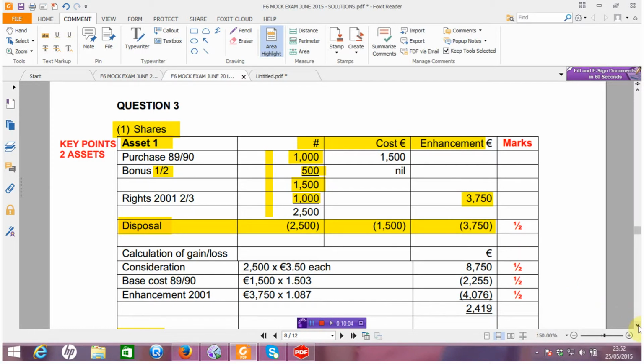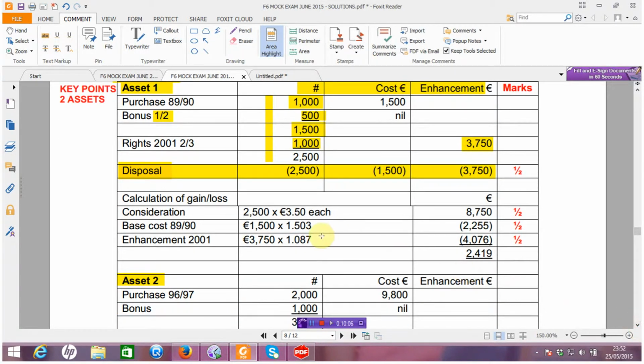And you'll see, although I didn't mention the proceeds when we went through the question, that the three-liner is pretty straightforward, and notice that there's a three-liner for each pool or for each asset. The consideration is just given in the question: the number of shares we're taking out of this pool is 2,500 times the consideration per share, which gives us the 8,750. And you'll note that the base cost and the enhancement are just these figures up above here.